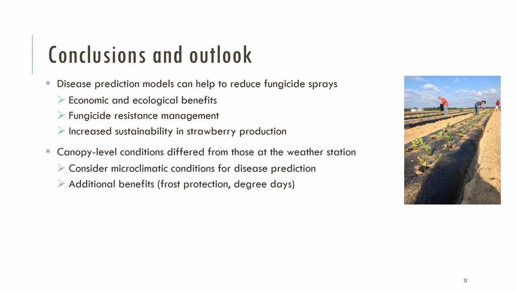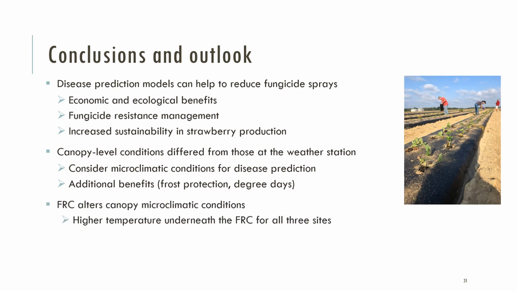We saw that at canopy level, the conditions might differ from those recorded at the weather station, which means that it makes sense to consider microclimatic conditions for the disease prediction. And also, those sensors provide additional benefits to the grower. For example, to look at frost protection, the grower can see the temperature in the canopy in real time. It can also be used to monitor the growing degree days to see how much advanced the crop is in the growth stage.